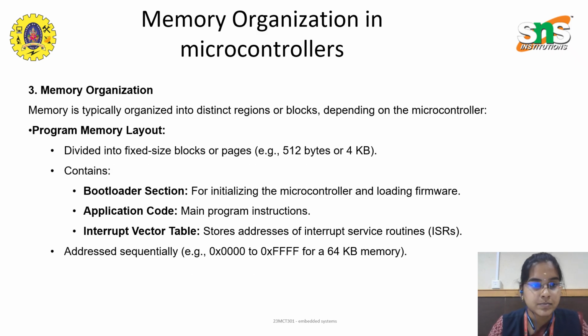And coming to the organization part, first we focus on the program memory layout, which is divided into fixed size blocks or pages, for example 512 bytes or 4 KB, and contains the bootloader section, application code, and interrupt vector table. The bootloader section is for initializing the microcontroller and loading firmware. Application code is mainly used for main program instructions, and the interrupt vector table stores the addresses of interrupt service routines, that is the ISRs. Addressed sequentially, that is starting from 0000 to 0FFF or so for a 64 KB memory.